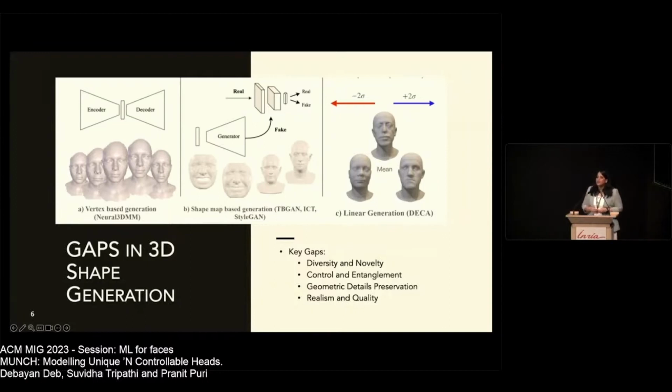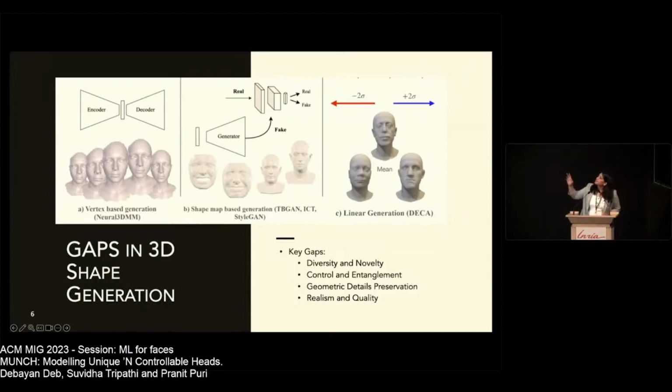And also due to low vertex points. For example, FLAME and BFM use only 5,000 vertex points to generate their heads, and this small number of vertices will eventually lack geometric detail preservation. Then there is realism and quality that was lacking in each of these methods.